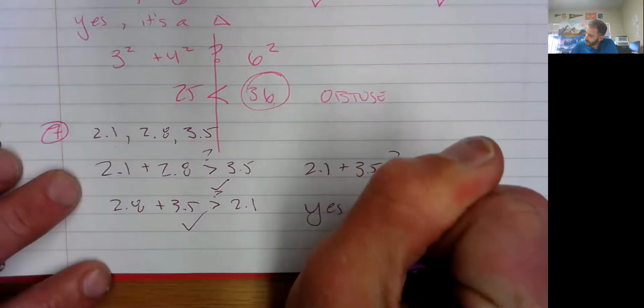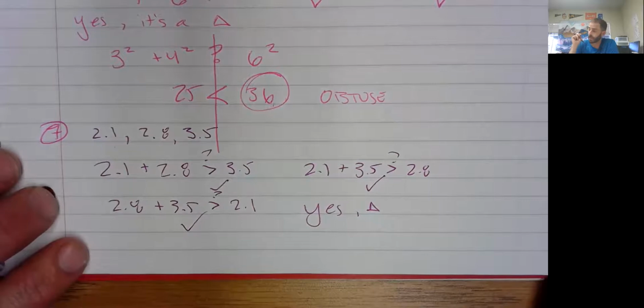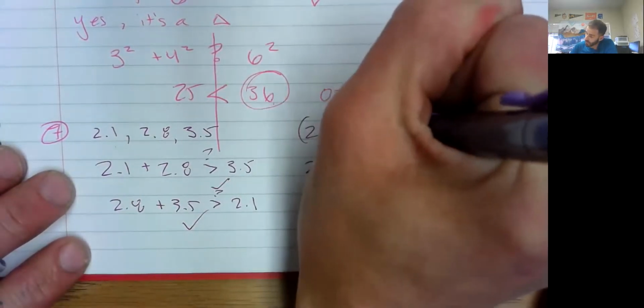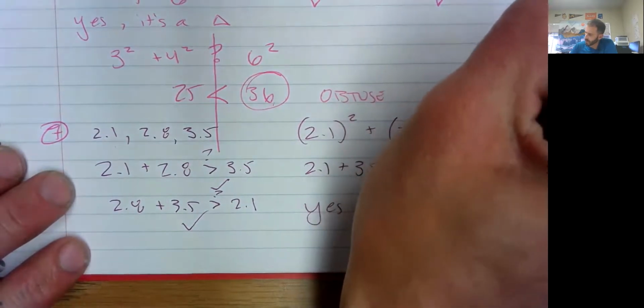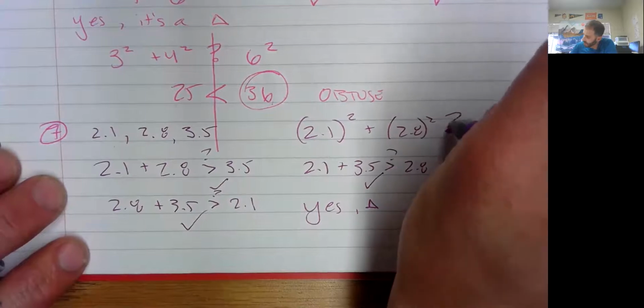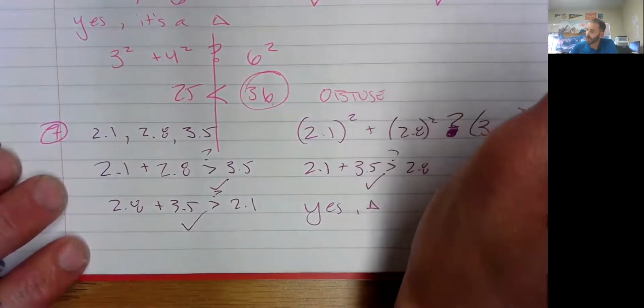Yes, it's a triangle. Okay, is it acute, is it right, or is it obtuse? So let's go ahead, and we're going to want to use a calculator. Now, you don't need the parentheses because these are just decimals. However, we don't want an equal sign. We literally want a question mark. It doesn't matter what you put, though.